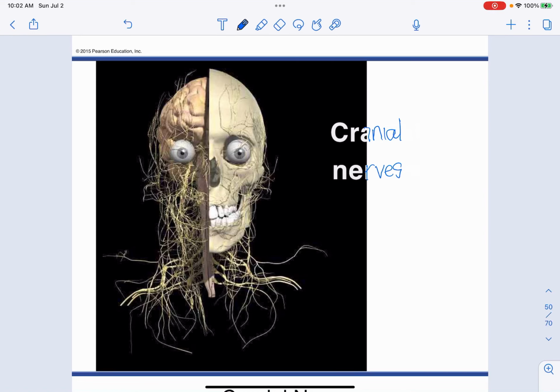Today's lecture, we are going to talk about the cranial nerves. They're also part of the nervous system, and they arise from various locations within the brain, but I had to wait till we went over all of these structures before we can talk about these nerves. They are also part of the peripheral nervous system.